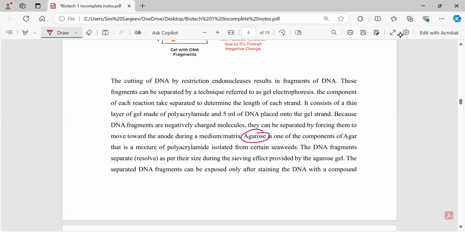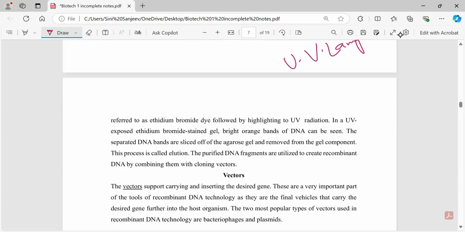So there will be ethidium bromide, which you put into the gel whenever you're preparing it. When you observe that gel under the computer system, you will see the bands because of the ethidium bromide which you have already put. Usually UV lamps are used to expose your bands.